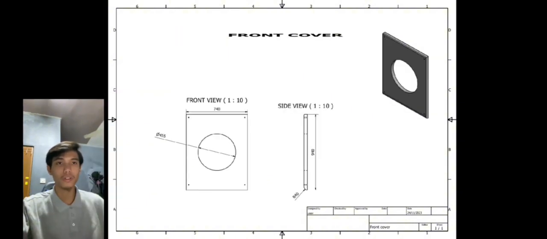The next part is the front cover, which is part number 5. As you can see, the length from side to side is 740 millimeters, the length from back to front is 40 millimeters, and the height is 940 millimeters. The front cover also has a hole with a diameter of 455 millimeters. The function of the front cover is to protect the components inside the machine and also as a support for the main frame.